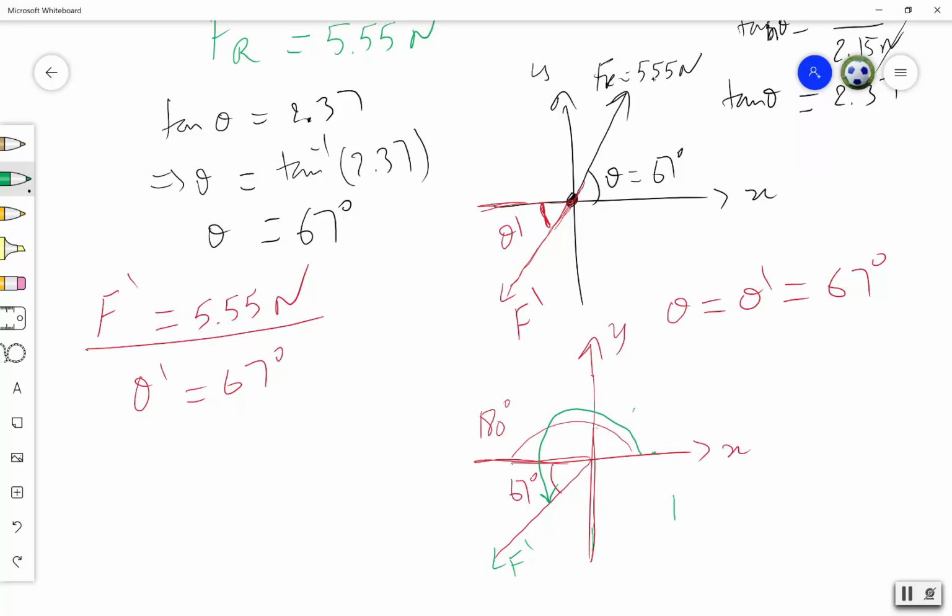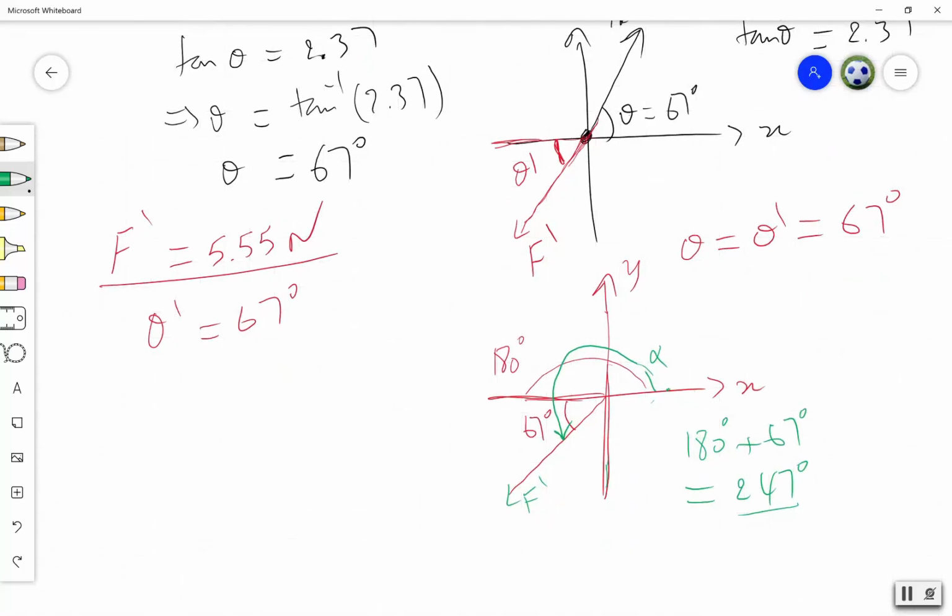And what is this angle? Let's call it alpha. So this angle is about 180 degrees plus 67 degrees. And the total gives you about 247 degrees, or 247 degrees from the x-axis. So you can draw, I mean, drawing will help.